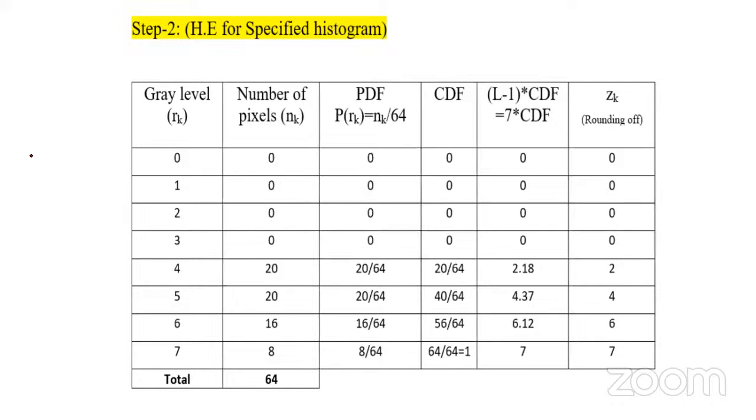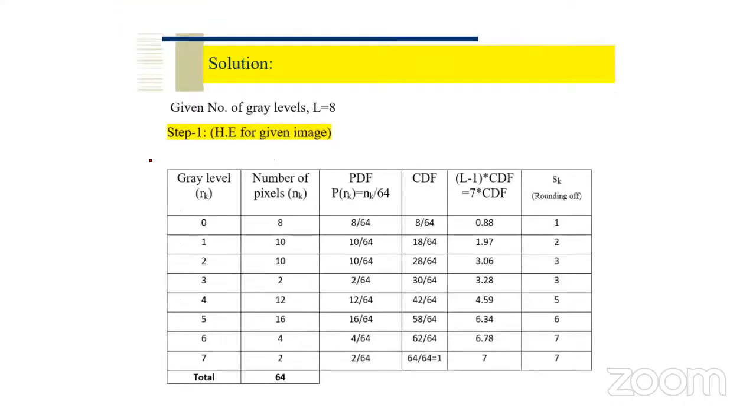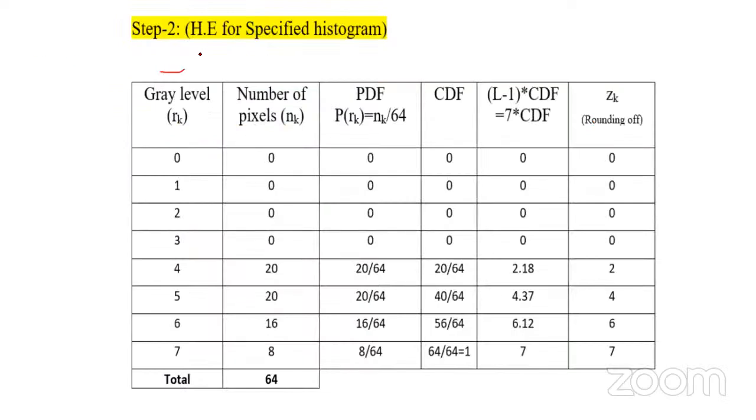Now, finally, we found two things. One is from histogram equalization for the original image: we have gray level values and round off. That is the transformation S_k. And from the target image, gray level values on round off. That is called z_k. That is the transformation.